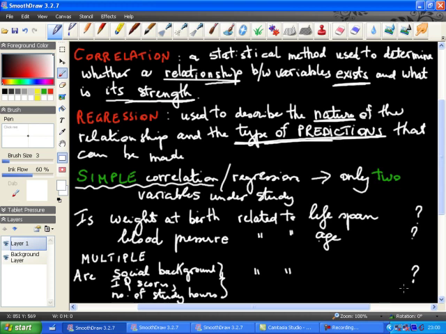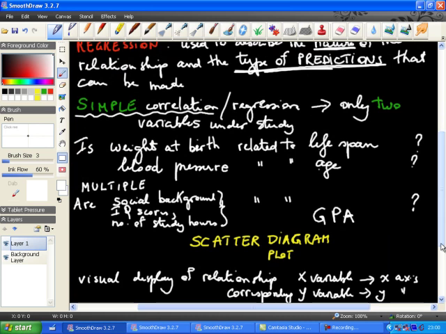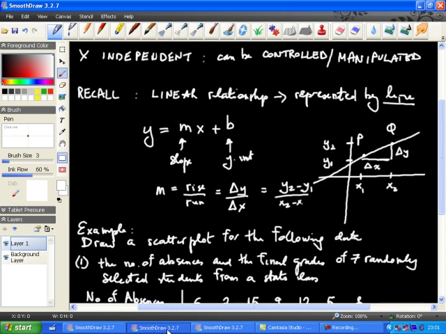For multiple correlation, we could look at whether social background, IQ scores, and number of study hours are related to the GPA that the person achieved. The first thing we like to do in correlation and regression is to draw a scatter diagram, also called a scatterplot, which is simply a visual display of the relationship between the x variable, generally represented on the x-axis, and the corresponding y variable, generally represented on the y-axis. Generally, the independent variable is chosen as the one that can be controlled or manipulated.